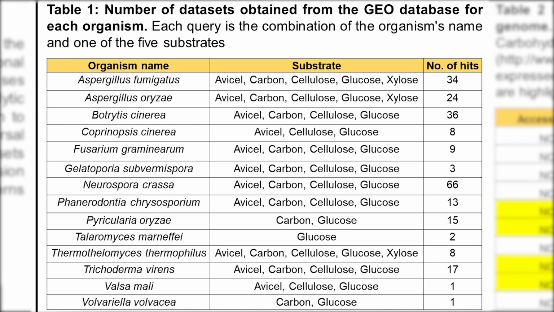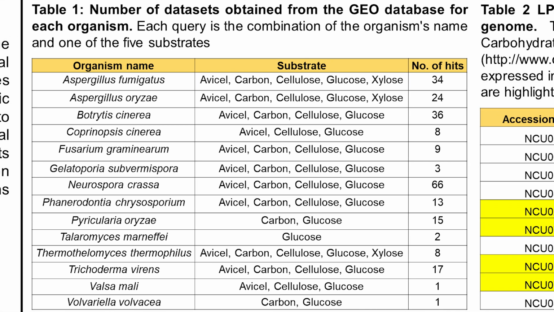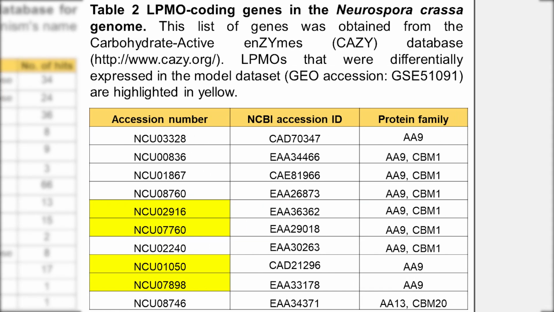The dataset with accession GSE51091 corresponding to the keywords Neurospora crassa and glucose was selected as the model dataset to test the knowledge base pipeline. From the list of 10 LPMO encoding genes annotated in the Neurospora crassa genome, which was obtained from the KEGG database, the 4 highlighted genes were differentially expressed under the experimental conditions.